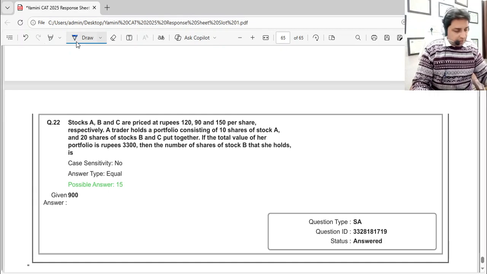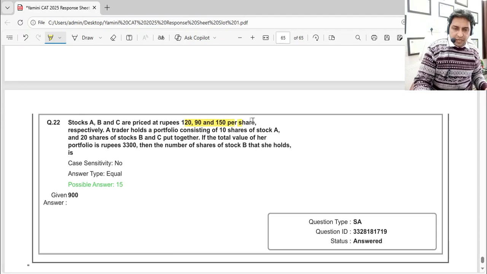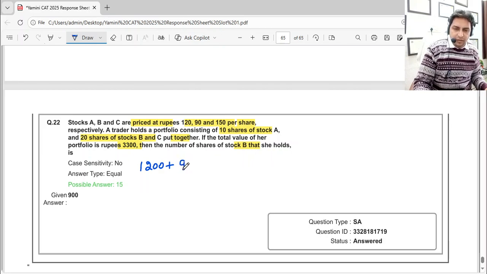So it says stocks A, B, C are priced at 120, 90 and 150 rupees per share. So that is the amount they are priced at. A trader holds a portfolio of 10 shares of stock A, and 20 of B and C put together. Total value of the portfolio is 3300. Let's do that also quickly. So 120 rupees, 10 shares, that means 1200 rupees. And 90 and 150, there are 20 stocks of each together. So let's say x stocks of 90 rupees, and the rest 20 minus x stocks of 150 rupees. And the total value of the portfolio is rupees 3300.